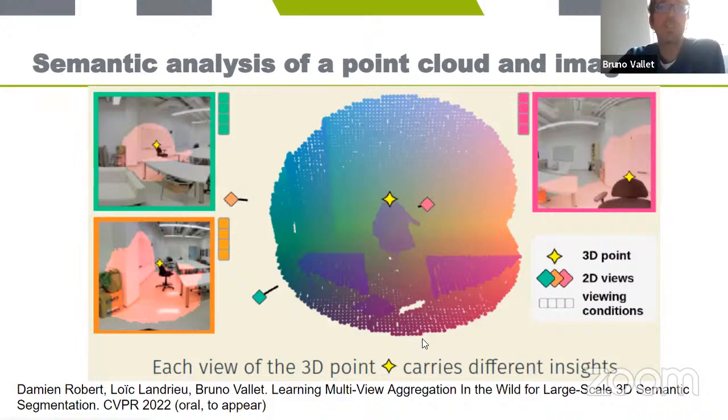Okay, so each different 3D view will carry a different insight, and you're going to have features that is going to tell you viewing conditions.